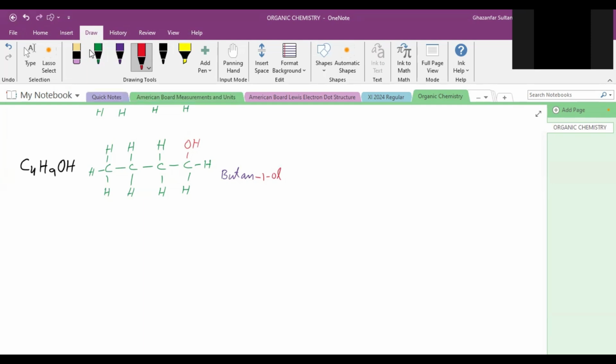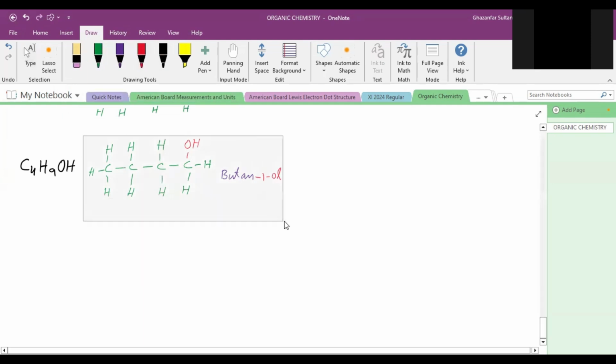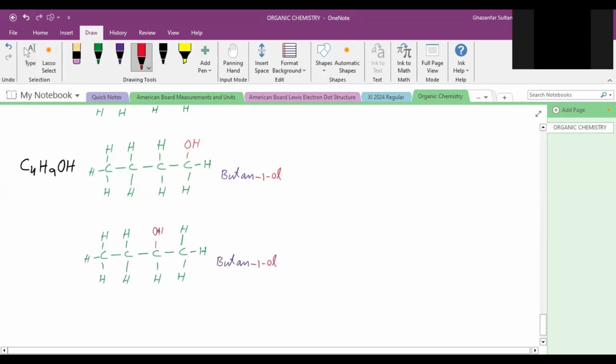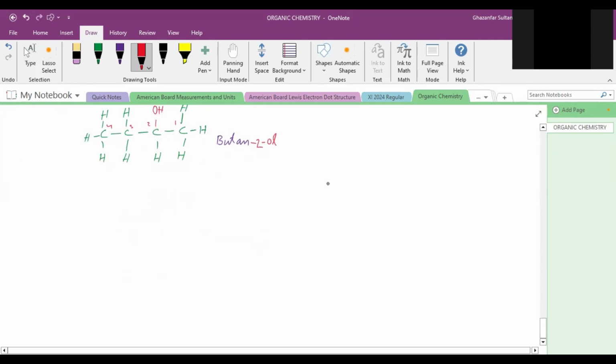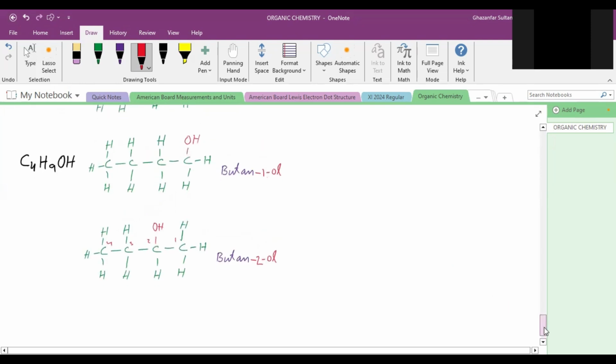And another isomer is here, near to this terminal. So numbering would start from here: 1, 2, 3, 4. The name of this compound would be butan-2-ol because OH is on the second position.